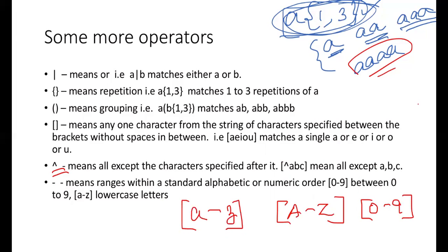This can be used only when there is an ordering among your characters. A, B, C, D, capital A, capital B, all of these have an ordering, so you can use this range. But suppose I want question mark, colon, semicolon. There is no range here, so I cannot specify these using a range. I have to use them individually.